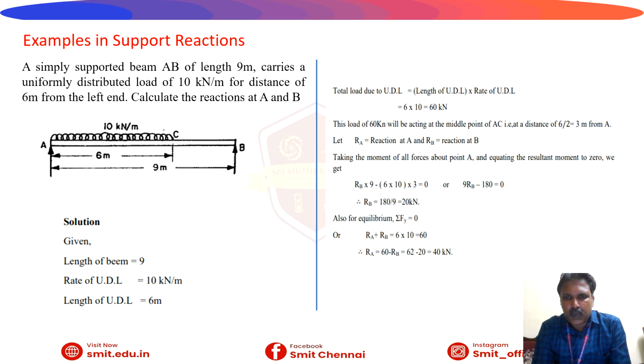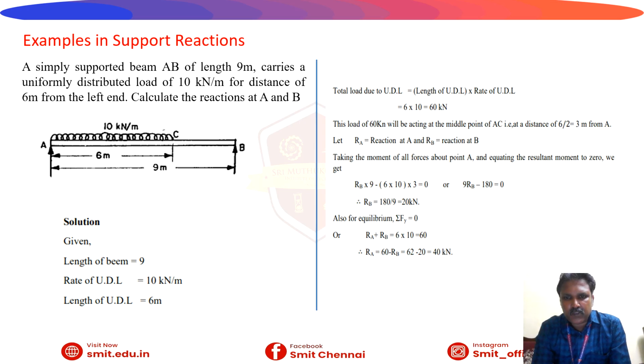Finally, RB into 9 minus 6 into 10. What you are going to take means 6 into 10. So we are having RB into 9. Then that is 10 into 6, the spread load into how much it is spread. We have to take the half of the distance, that is 3. Finally, you will get RB equal to 20 kilonewton.